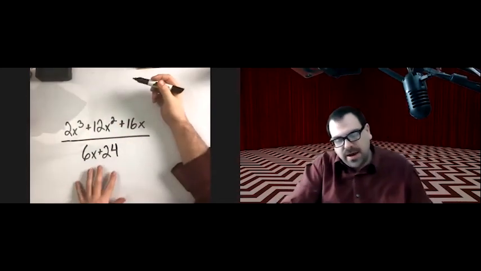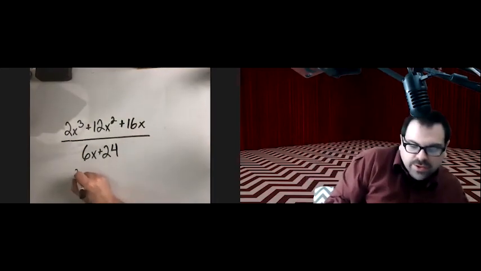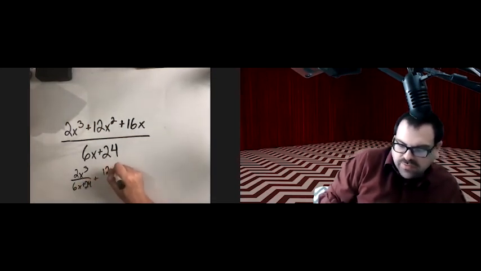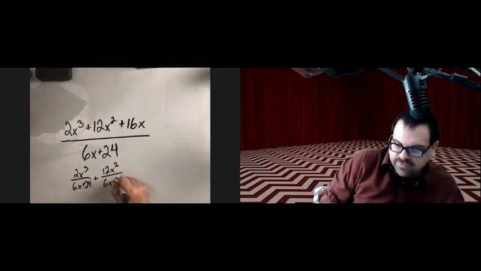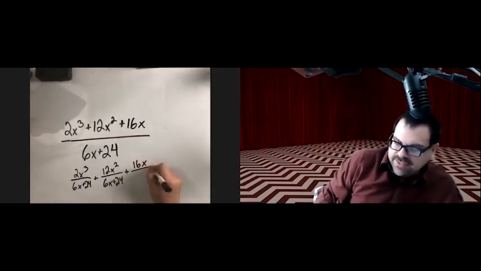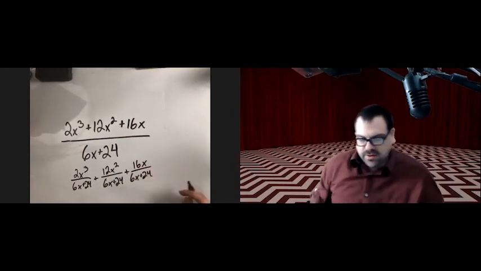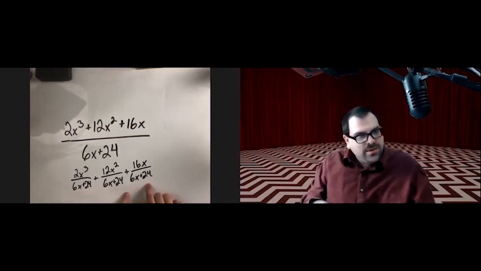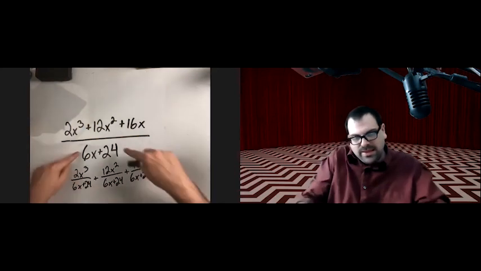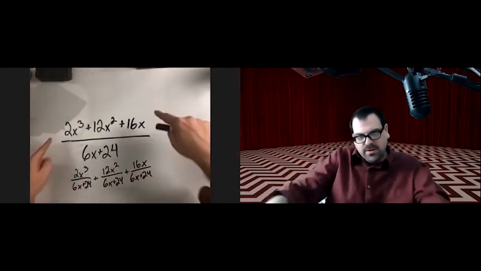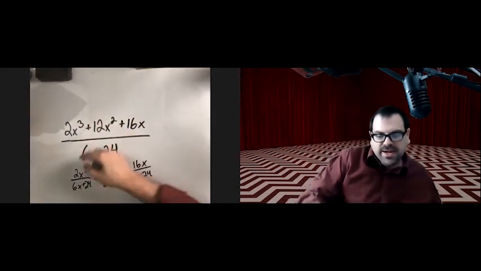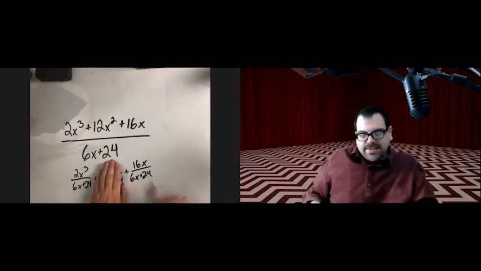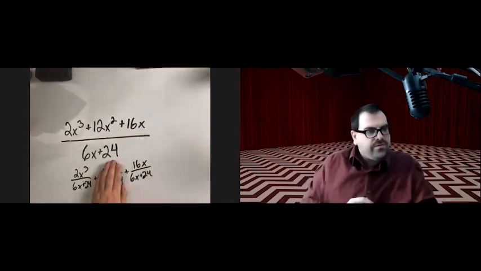In fact, if it helps you to think about it, this is like having 2x cubed over 6x plus 24, plus 12x squared over 6x plus 24, plus 16x over 6x plus 24. How do we add three fractions with a common denominator? Well, when it's the same thing on the bottom, we leave it on the bottom and then we add across the top. So that's why we can't just make this 6 go away if we cancel it with the 12, because that 6 still exists as a part of the front and the back.